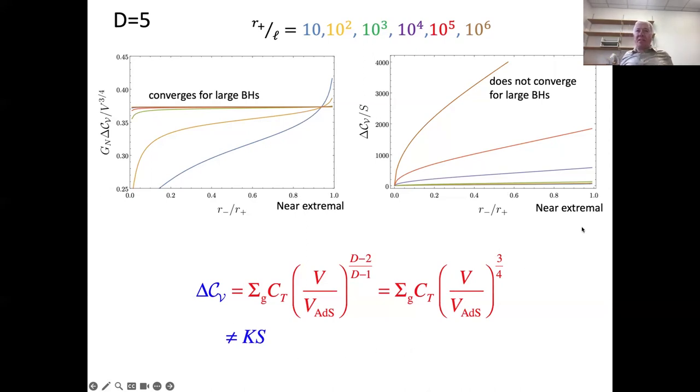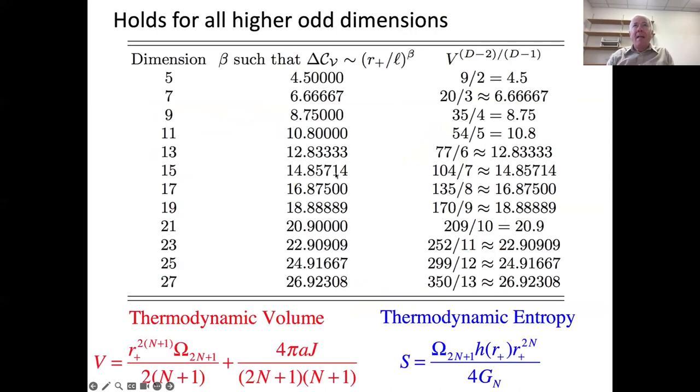So I think this is interesting because it's the first time in the AdS/CFT correspondence where thermodynamic volume seems to play a significant role. And we checked this for all higher dimensions numerically, comparing the exponent beta, which is (d minus 2) over (d minus 1). We find the beta that lets CV go like this, and we compare it to what you would have in the volume numerically, and you can see the numbers work out to be the same.